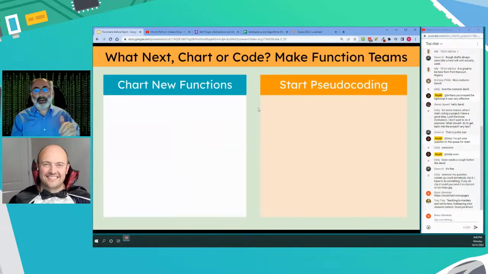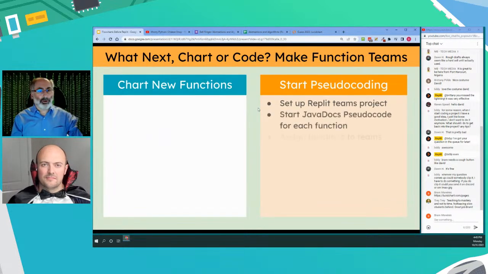So the third thing is, can they design a flowchart from scratch? Again, starting to chart new functions is a way to do it.